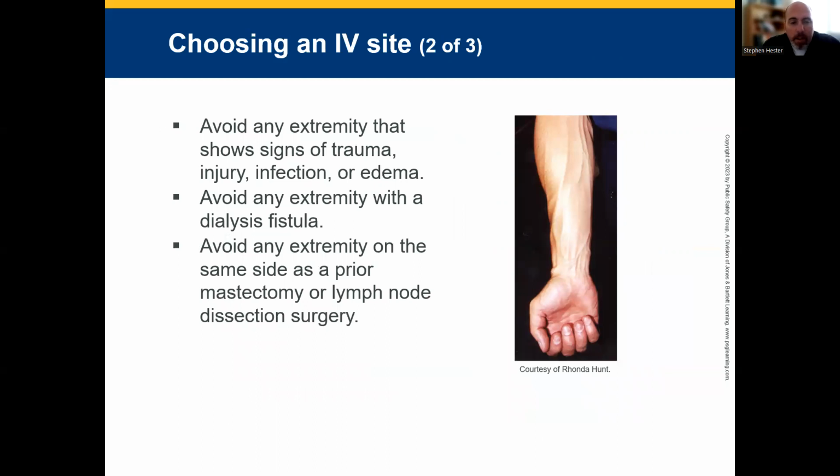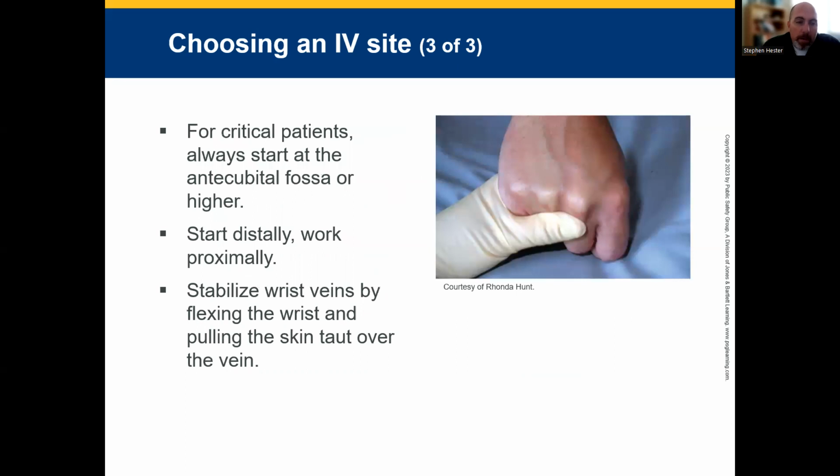So try to avoid the extremity that possibly has trauma in it. Avoid the opposite side of a stroke victim, and do not stick a fistula extremity or distal to a dialysis fistula. So for most patients you want to start at the antecubital fossa, or go higher. However, if you do see some good hand veins, it probably wouldn't be a bad idea to work there.